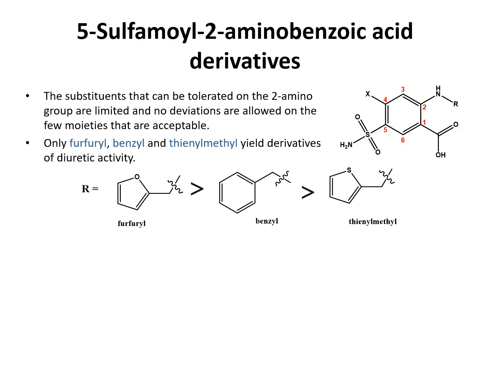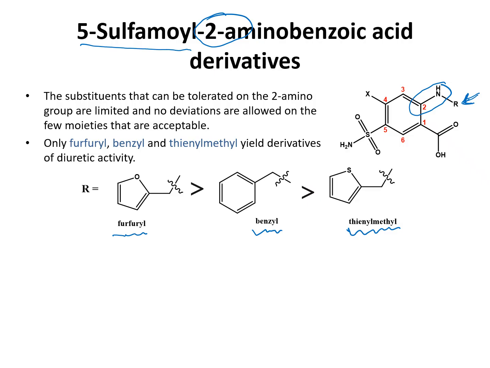On the next slide we'll talk about the first group اللي هي 5 sulfamoyl 2 aminobenzoic acid، اللي هي الأمين راح تكون على 2 in this case in this group. وحكينا ال R is a very limited number of substituents that can be there when the amine is in the 2 position. And these are furfuryl, benzyl, and thienylmethyl. These are the 3 substituents that can only produce active loop diuretic compounds.